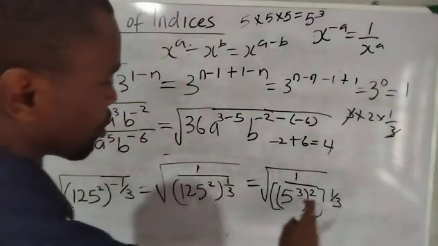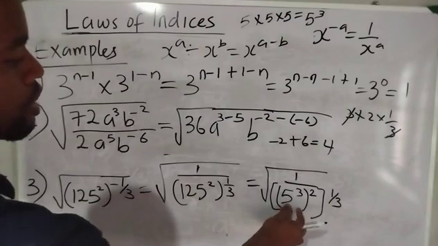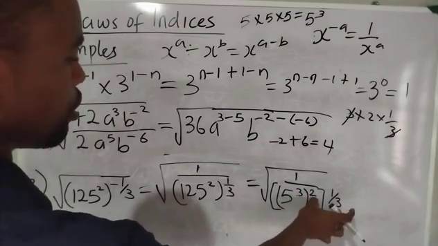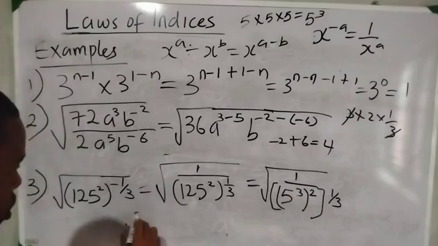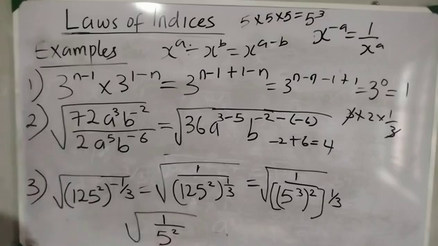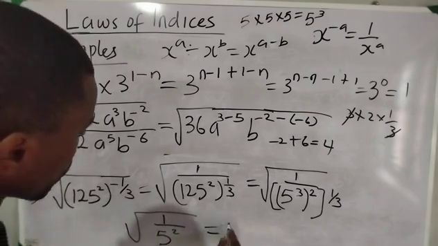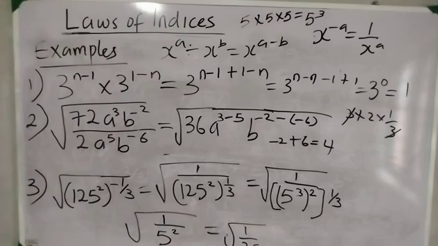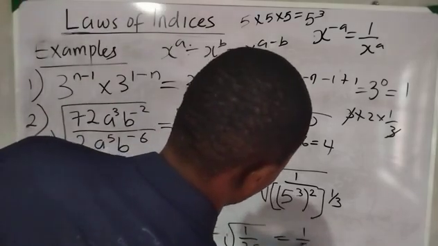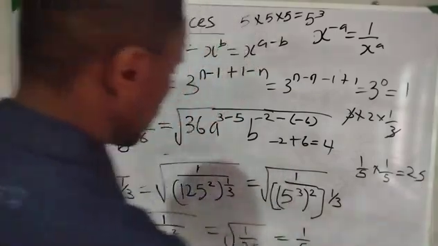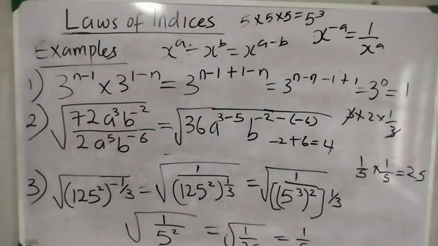So out of all these powers, you see why I prefer to make it 5 cubed. It has made my work easier. This 3 has cancelled this 1 over 3, and I'm left with just the 2. So that means I'm having the square root of 1 over 5 squared, which is the square root of 1 over 25. So what is the square root of 1 over 25? It is equal to 1 over 5, because 1 over 5 times 1 over 5 is 1 over 25. In this place, your answer has simply come out.